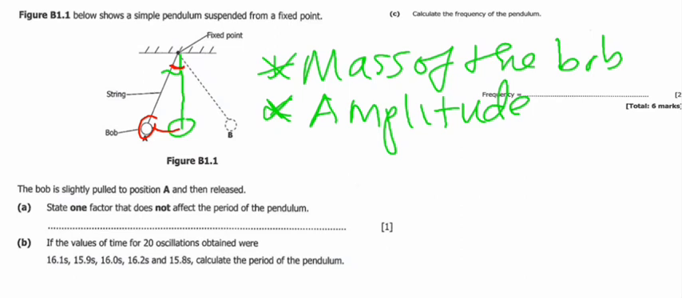So the amplitude does not affect the period of the pendulum. When they say it does not affect the period of the pendulum, it means when you increase the angle, the period of the pendulum is not going to be affected. Even if you increase the mass of the bob, the period of the pendulum is not going to be affected.